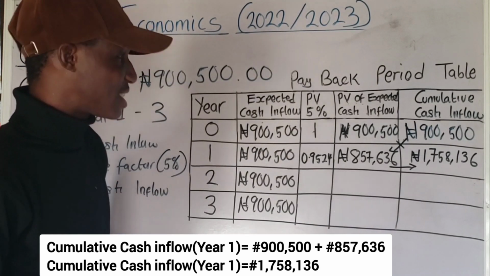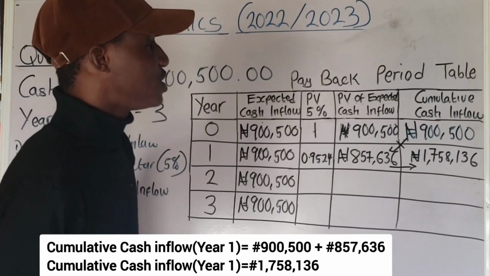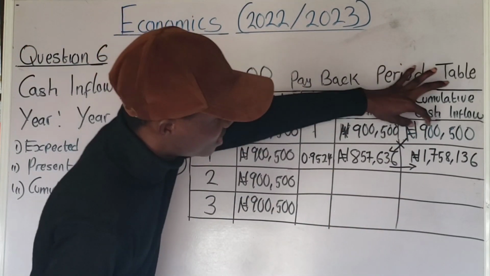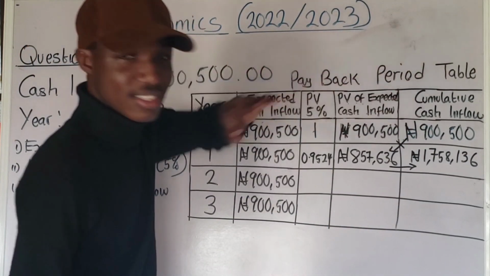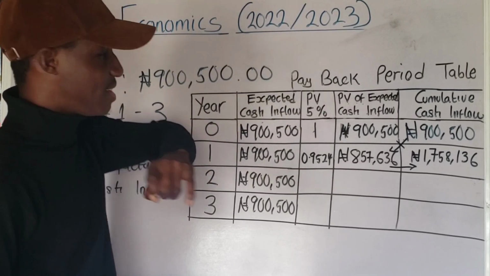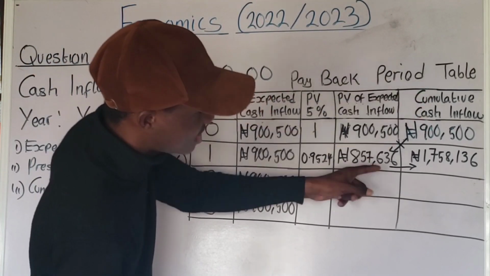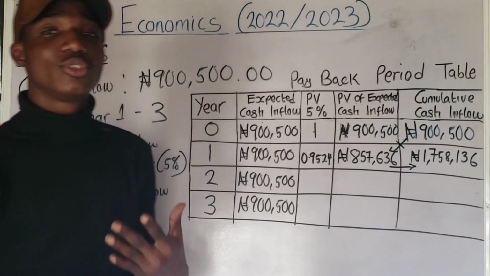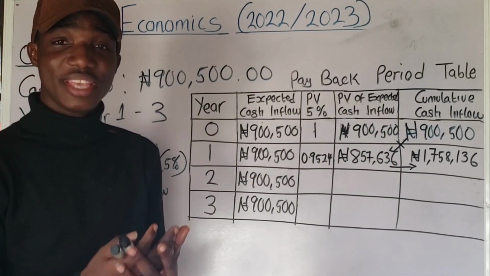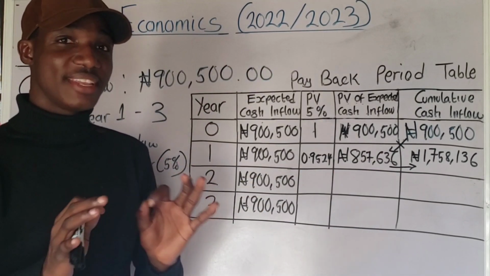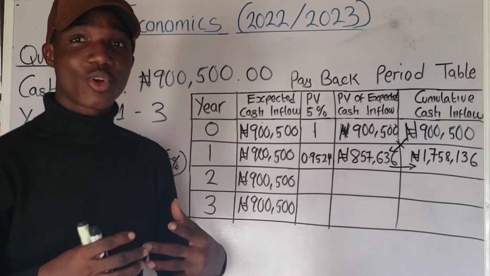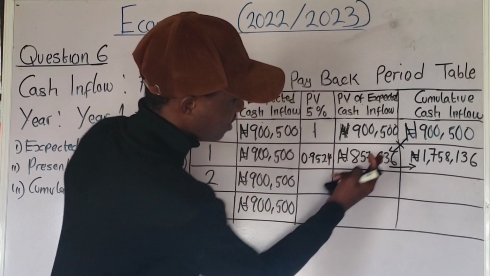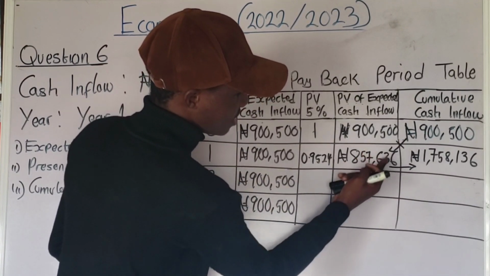If you didn't understand, pay attention again. Cumulative cash inflow for these cells now will be the sum of this and this. Do you understand? The reason why I drew this arrow, you can see I drew an arrow here. You don't need to draw any arrow in the exam, okay? The reason why I drew the arrow is because I want you to understand, okay? The sum of this and this gives me this.